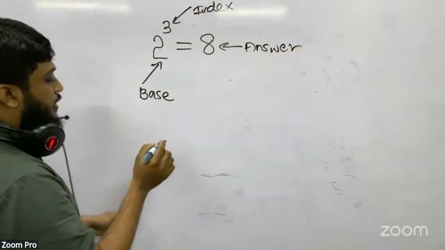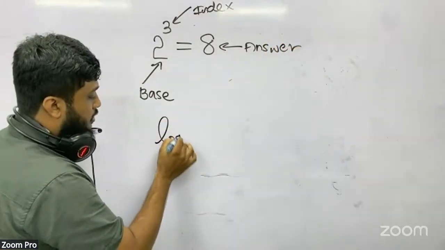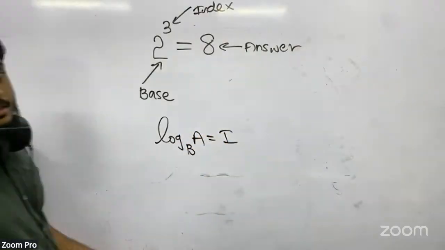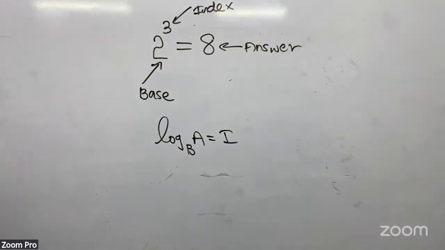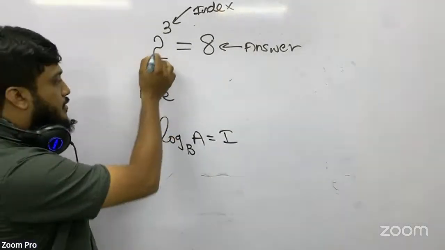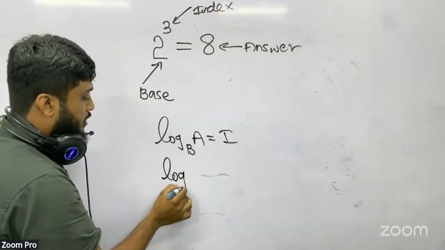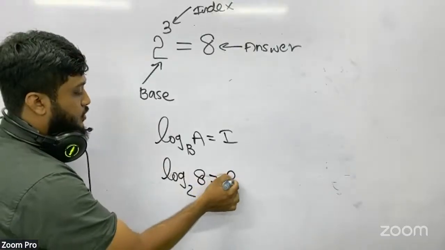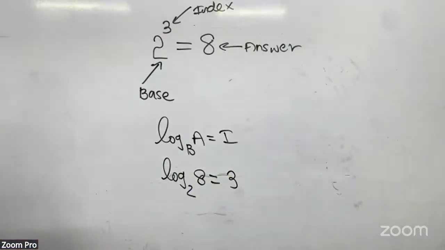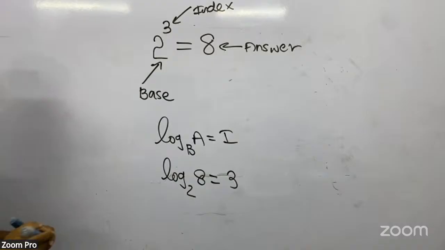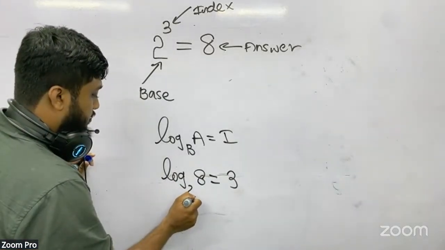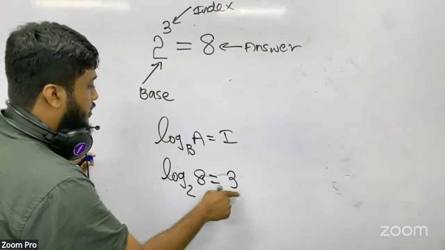So I can write this as log by. When this comes as log by, what is the base? The base is 2, so I can write log 2. Answer 8, index 3. So the base is 2, the answer is 8, and the index is 3.